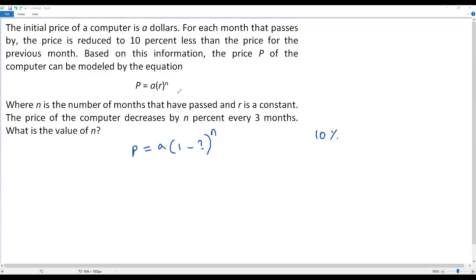In our problem, since the price of the computer is decreasing, that is reduced to 10% less than the price of the previous month, it's exponential decay, so we have to take a negative value inside the parentheses. Since the decay rate is 10%, we convert it to the decimal 0.1. When I simplify, I'm getting A times (1 minus 0.1, which is 0.9) to the nth power. Now I got the value of this constant R, that is 0.9.